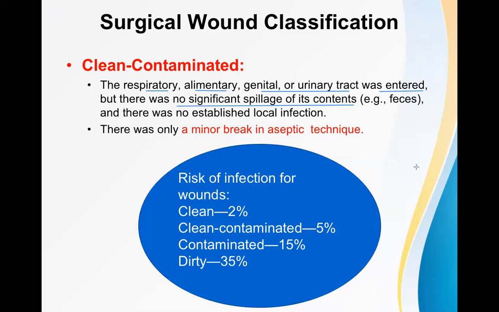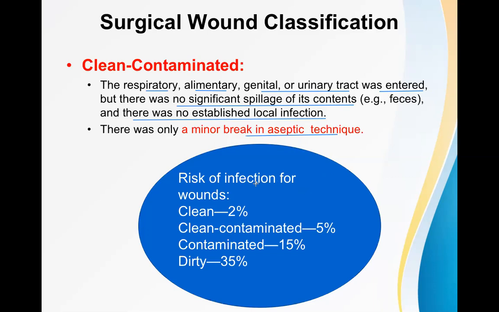The respiratory tract has got air and mucus there. Alimentary tract has got fecal matter. Genital and urinary tract has their own content. So after the surgeon has given incision on the surface, if the content come out or spill outside, this is known as clean contaminated wound. But one important thing, there should not be any established local infection before. There should not be any infection prior to this wound. There was only a minor break in aseptic technique in this situation.